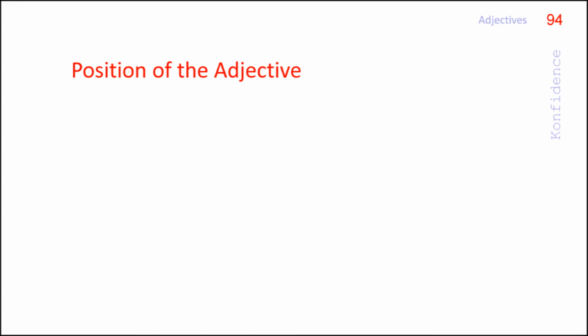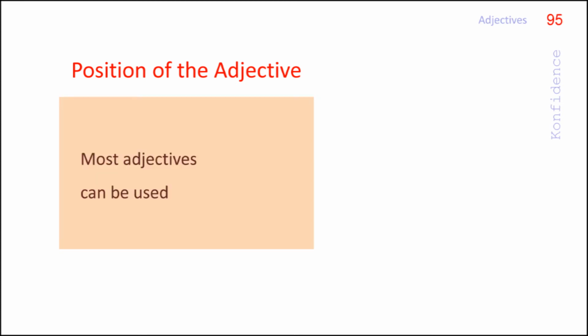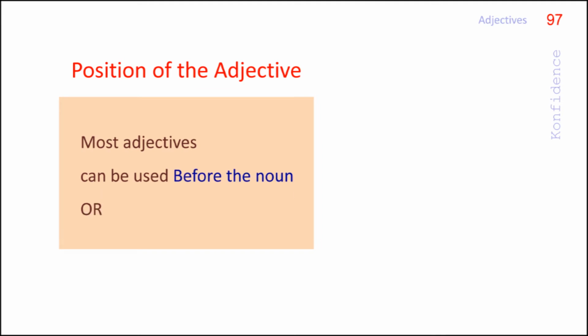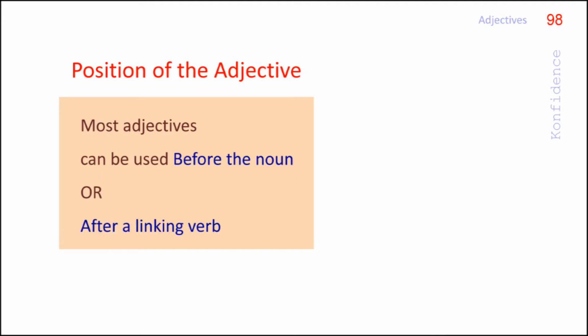Now let us look into the position of adjectives in a sentence. Most adjectives can be used before the noun that they describe or after a linking verb. In the slide, we can see two sentences having the same adjective. In the first sentence, the adjective new is before the noun pen, whereas in the second sentence, new comes after the linking verb is.